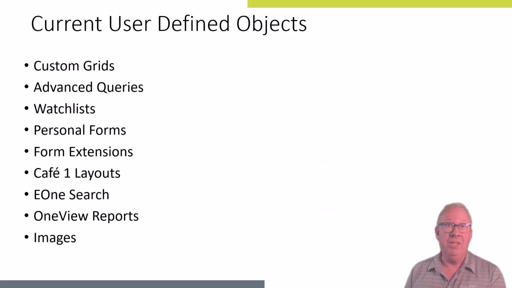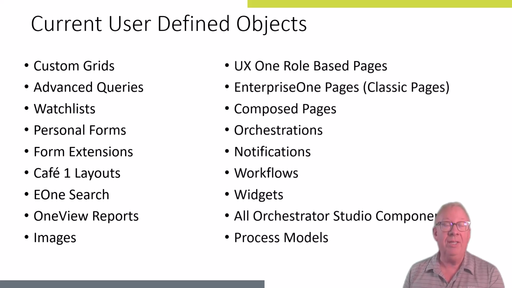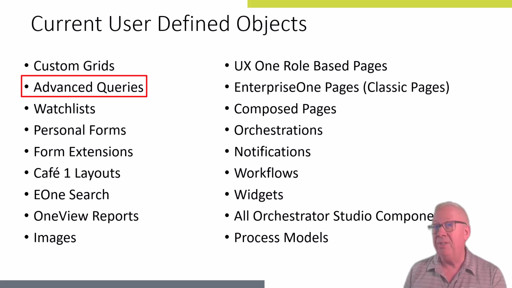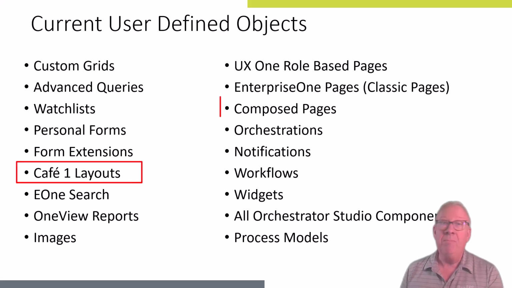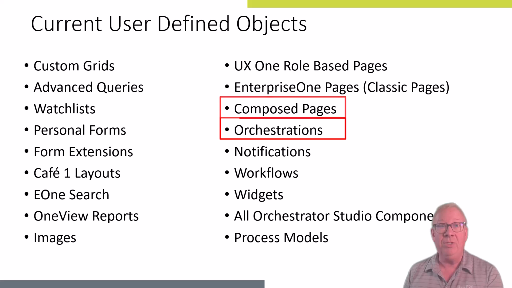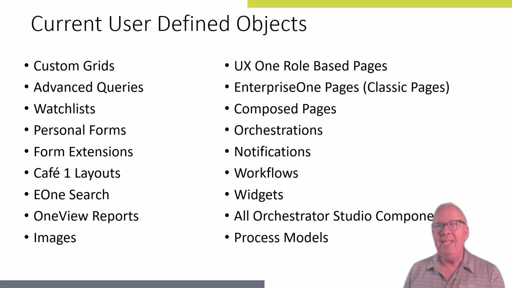Here's the list of the user-defined objects that are currently available for use. They go from customized grids and advanced queries to more complex UDOs such as Cafe One layouts, composed pages, and also orchestrations. What makes these tools so interesting and useful is that they give users the ability to change how their interface works, looks, and processes information.